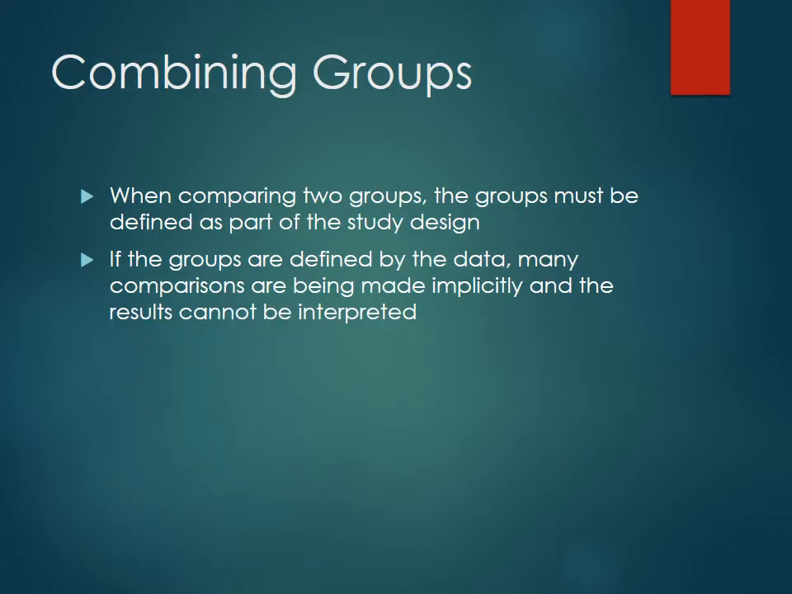You also have issues where you're combining groups. In the case where you're comparing two groups, the two groups must be defined as part of the study design. If the groups are being defined by the data, or you're defining patients after the data has already been collected, it's easy to make lots of different comparisons implicitly, in which case the results cannot be interpreted. That's why it's really important to make sure that the randomization procedure is done correctly, and that patients are included or excluded according to very strict criteria that don't change over time. Because again, that's going to skew your data and introduce bias into the results.